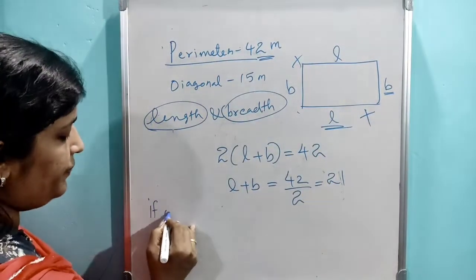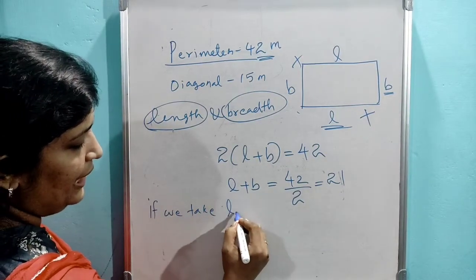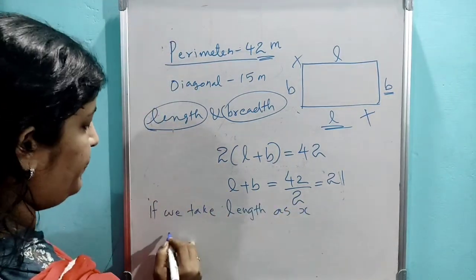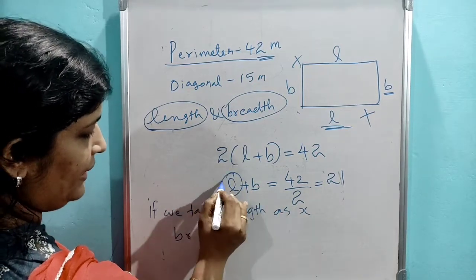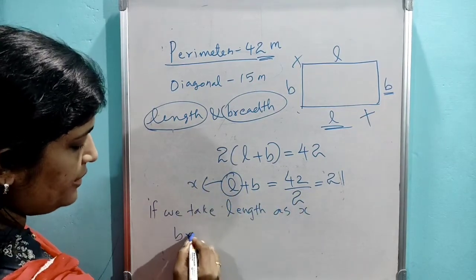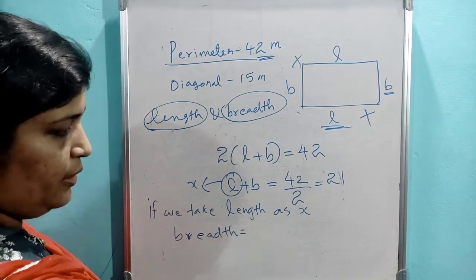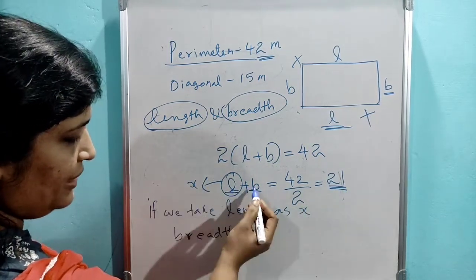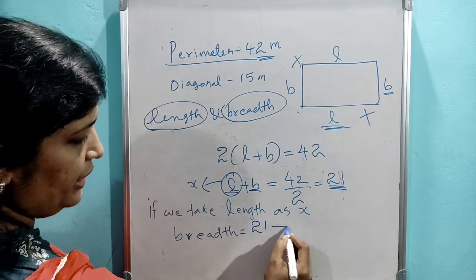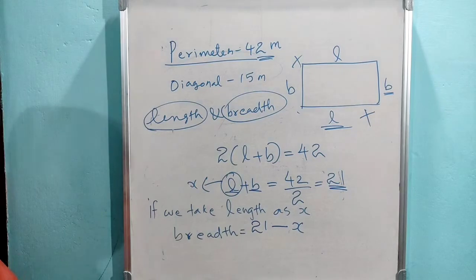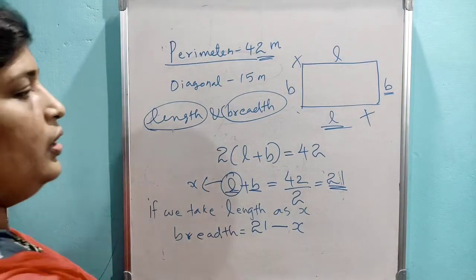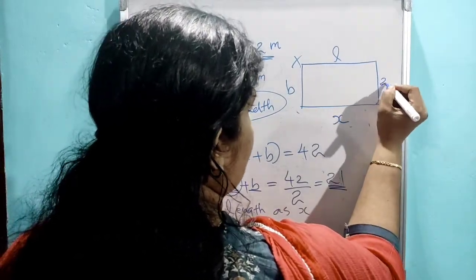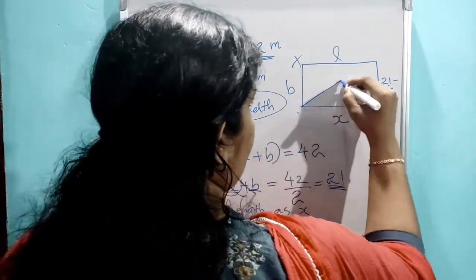So if we take the length as x, then what is the breadth? Since length plus breadth is equal to 21 and the length is x, the breadth is equal to 21 minus x. So here we have x and 21 minus x.